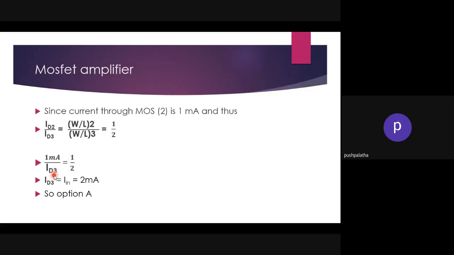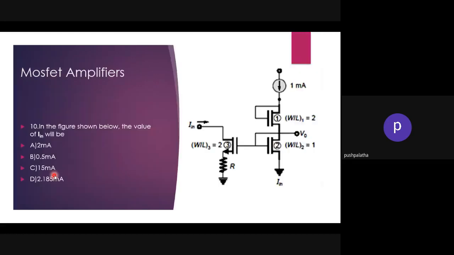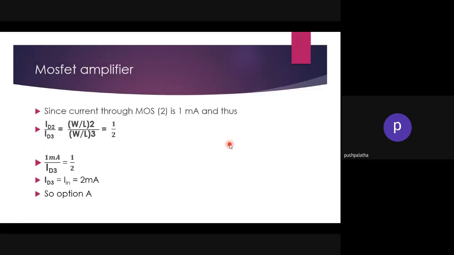So what is your ID3? Now you look at your ID3. ID3 is actually I in only. So ID3 is I in, which is equal to 2 milliamps. So it is option A. Clear? So it is a two-step equation. That's all. It's a two-step, right?